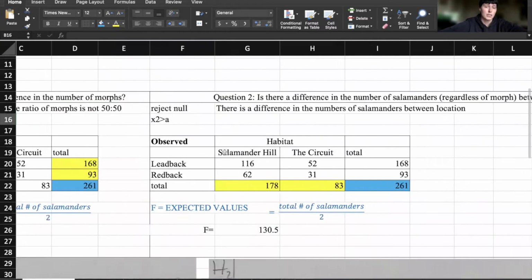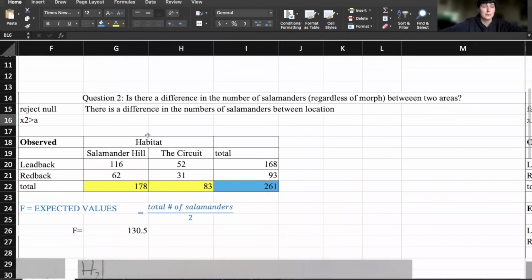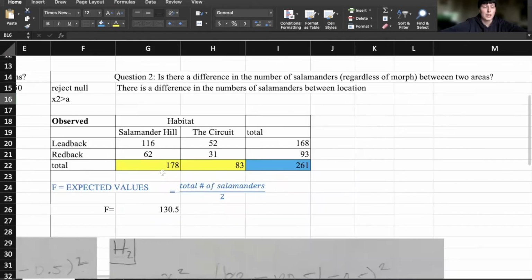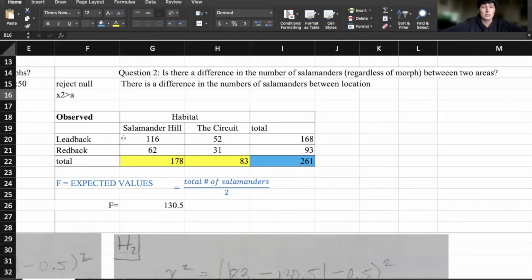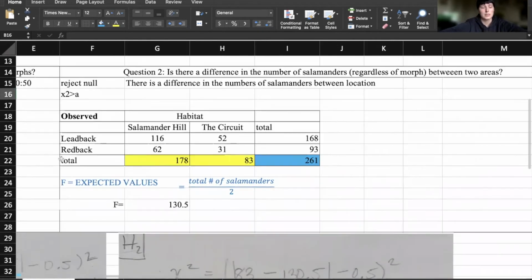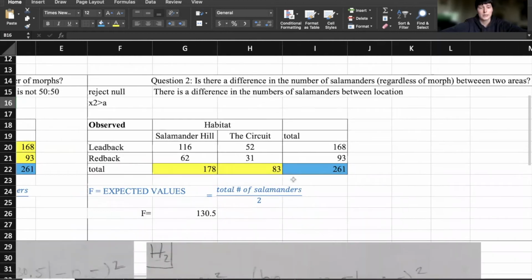So for the second question, you're going to pretty much be doing the same thing. The question to be answered is: is there a difference in the number of salamanders, regardless of morph, between the two areas? So now we're going to be comparing the totals from different locations. I just copied the table again. The numbers in this table are the same as before.